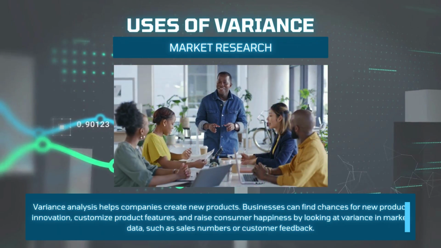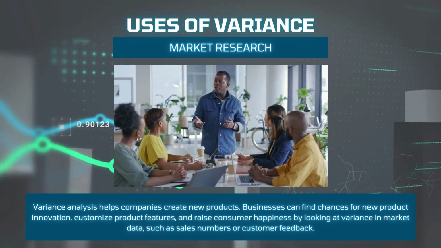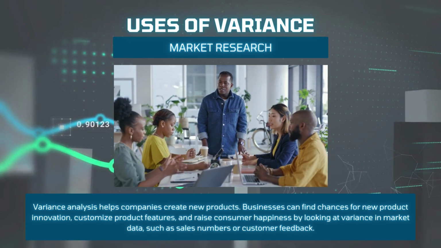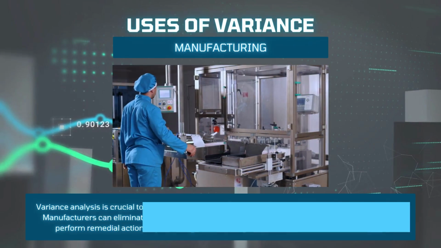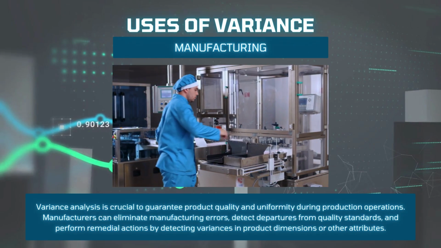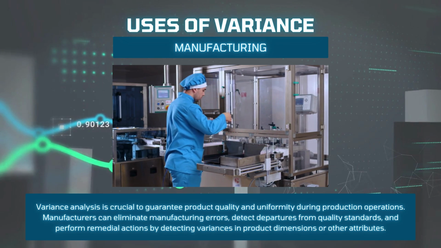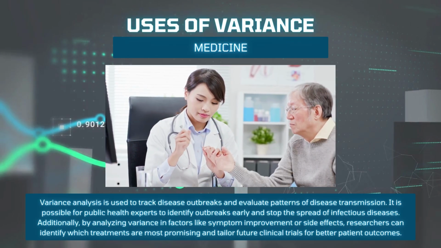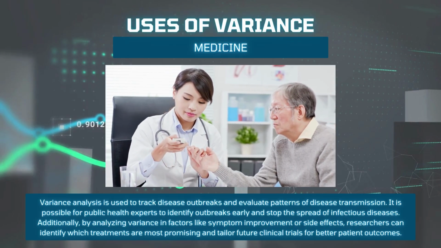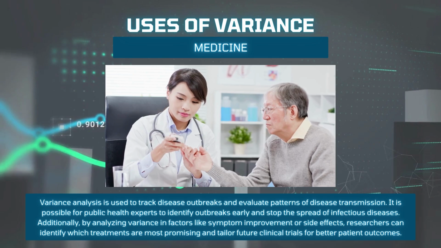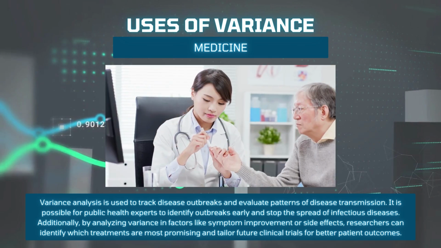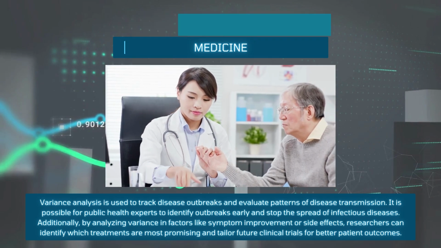Researchers can evaluate trends and forecast future climate changes by examining variations in temperature, precipitation, and other climatic elements throughout time. In marketing and product development, variance analysis helps companies create new products. Businesses can find chances for new product innovation. In manufacturing, variance analysis is crucial to guarantee product quality and uniformity during production operations. In medicine, variance analysis is used to track disease outbreaks and evaluate patterns of disease transmission.